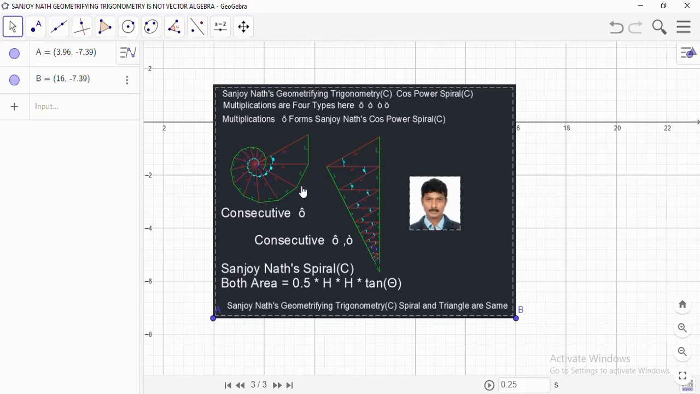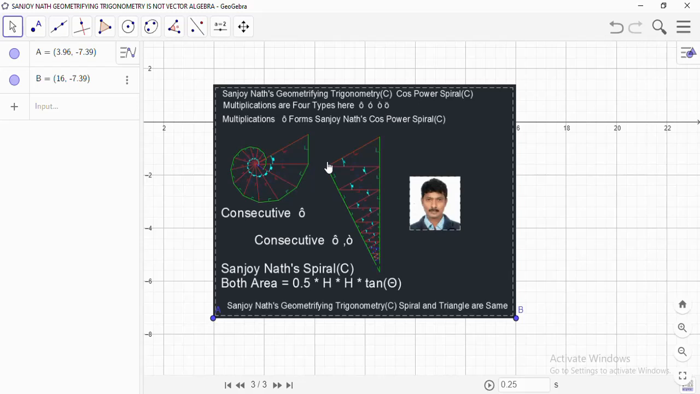The interesting thing here is that Geometrifying Trigonometry claims that cos to the power n theta can have this picture also, and this picture also. How? Because cos theta has 4 different symmetries, sin theta has 4 different symmetries, tan theta has 4 different symmetries. Every one of these ratios has 4 different kinds of symmetries, because for vector algebra there is one arrow, one direction. For Geometrifying Trigonometry we treat everything as a line segment, and a line segment can have directions on both sides, sometimes on the right side, sometimes on the left side.